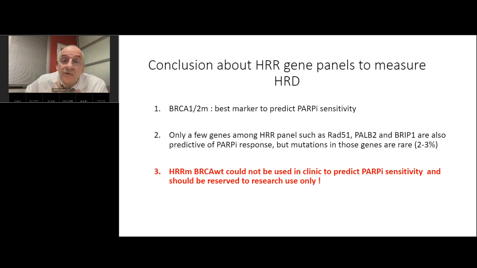And it could be a little bit severe, but I will conclude by saying that HR gene panel could not be used in clinic to predict PARP inhibitors sensitivity beyond BRCA, of course. And this panel should be reserved to research use only.